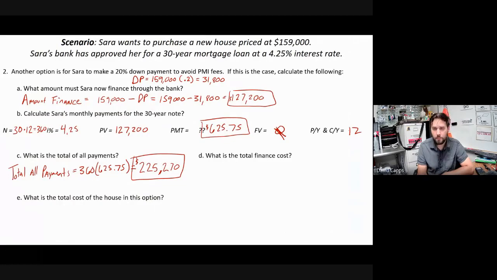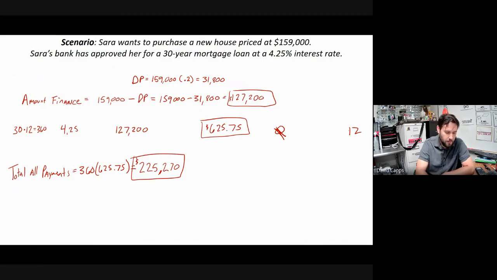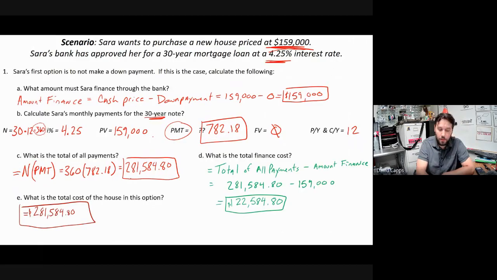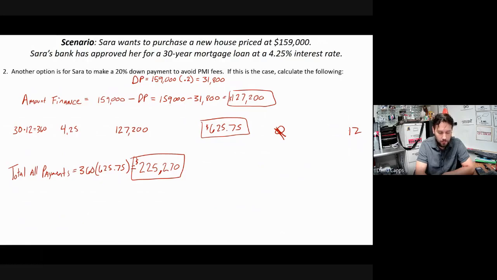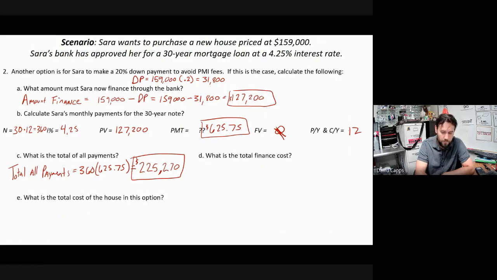$225,270. So if you compare it to the last one, which was $281,000, when she made no down payment, she had to finance more, and the total she pays back is about $50,000 more, almost $60,000 more.